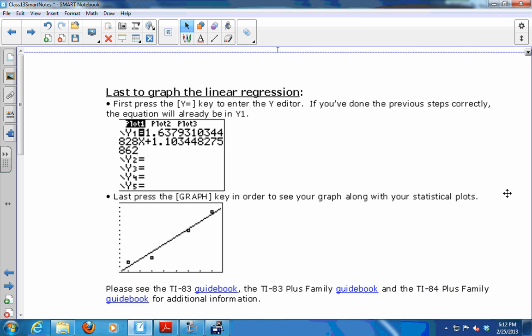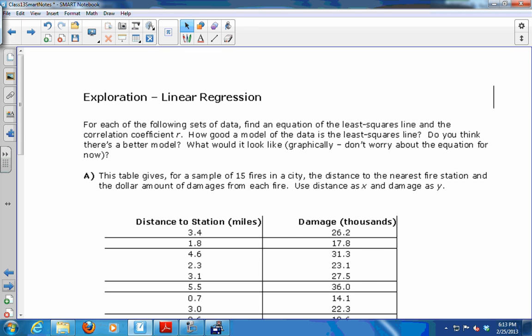Okay, so project 2 is about linear regression. I have given you, I think, 4 or 5 data sets here. I want you to go through the process of linear regression. Find an equation: write down the equation of the line and the correlation coefficient R, and then say whether or not you think it's a good model. You're going to do this in your groups for a little bit.